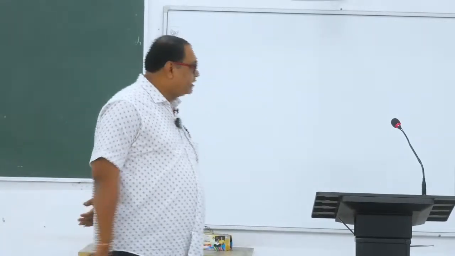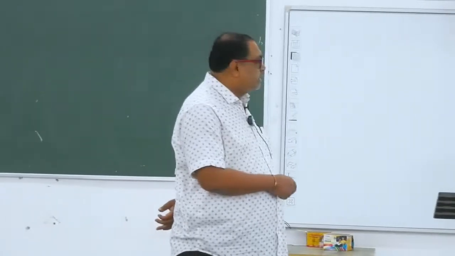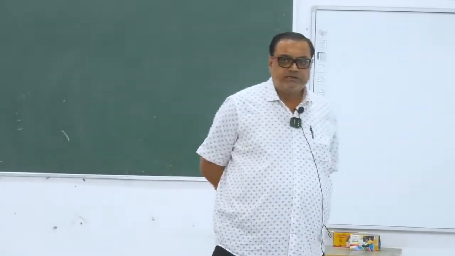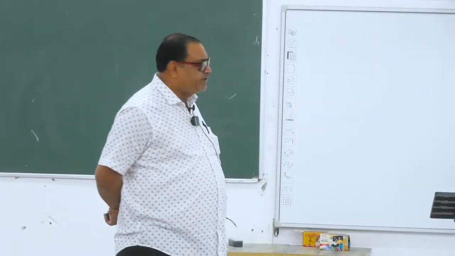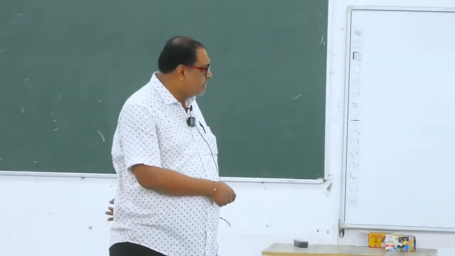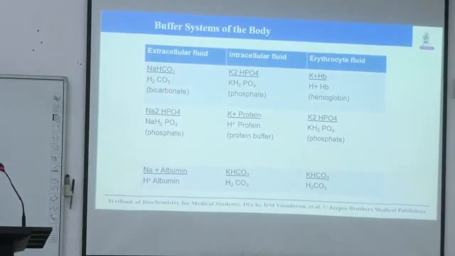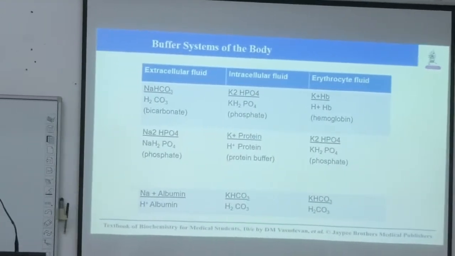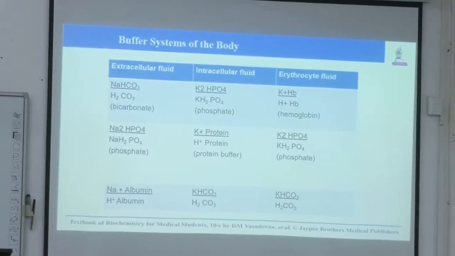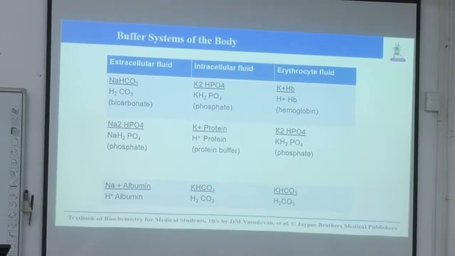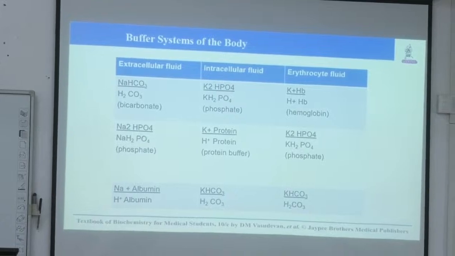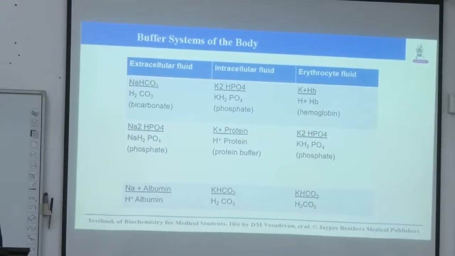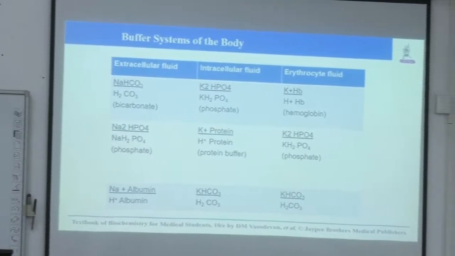This is one point you get from here. Correct? What is another point? The sequence of their importance. In ECF, the highest importance is given to bicarbonate buffer. Next comes phosphate buffer, and last comes albumin, the most abundant serum protein among all the proteins. Albumin being a protein, it can donate H plus ion, correct? So it can act as an acid.